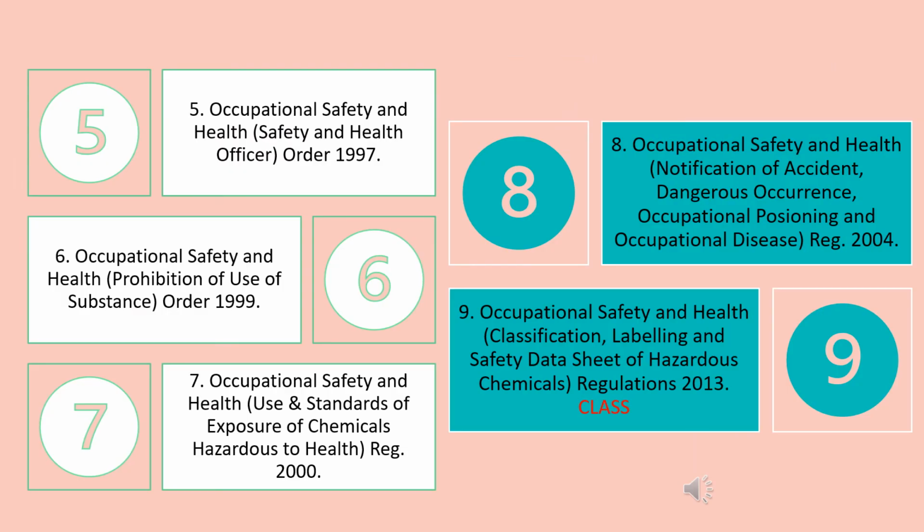Safety and Health Order 1997, Prohibition of the Use of Substance Order 1996, Use and Standard of Exposure of Chemical Hazardous to Health Regulation 2000, Notification of Accident, Dangerous Occurrences, Occupational Poisoning and Occupational Disease Regulation 2004, and classification, labeling and safety data sheet of hazardous chemical. This is the latest regulation, which is on 2013.